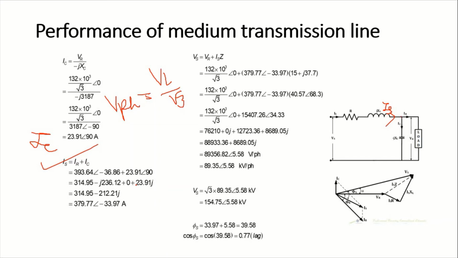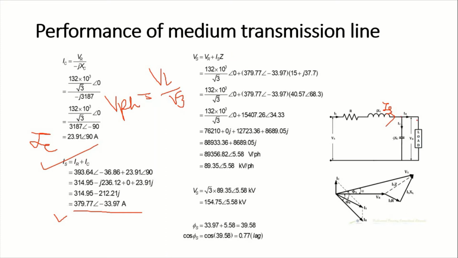For plus or minus, meaning addition or subtraction, we compulsorily have to convert the quantity into rectangular form, and for multiplication and division the quantity should be in polar form. Clear? So by calculating these two, the IS we get is 379.77 angle minus 33.97.